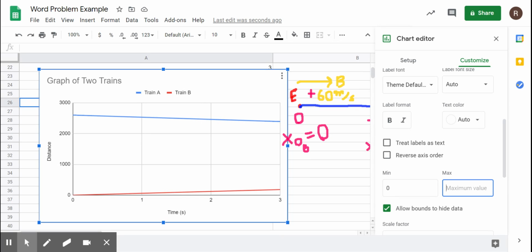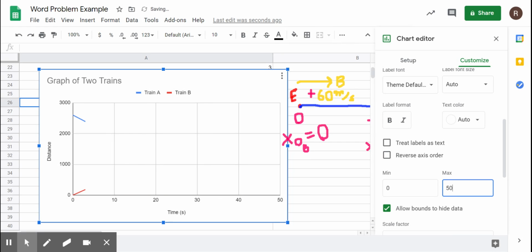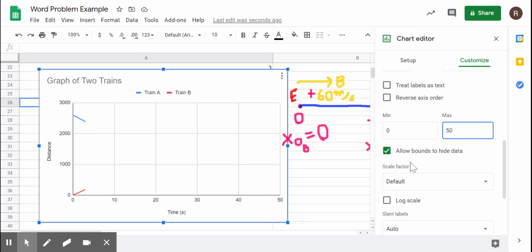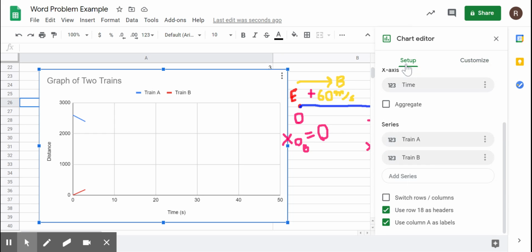Let's see. 6 times 3,000, right? 6 times 50, right? So we'll go to 50. That's where the slower train is going to meet. And I guess we'll keep going to infinity. So we'll just go ahead. Maybe I'll have to change the chart.